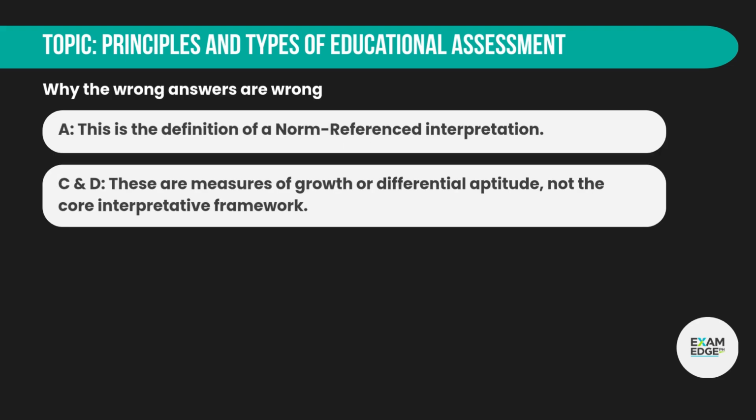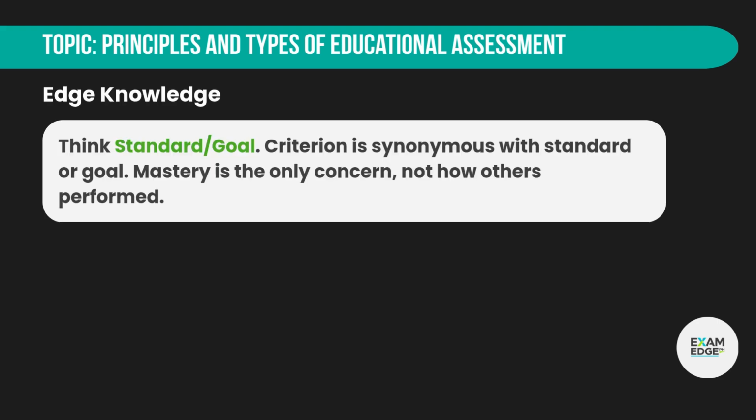Why the wrong answers are wrong? A. This is the definition of a norm-referenced interpretation. C and D. These are measures of growth or differential aptitude, not the core interpretive framework. Edge knowledge: think standard, goal. Criterion is synonymous with standard or goal. Mastery is the only concern, not how others performed.